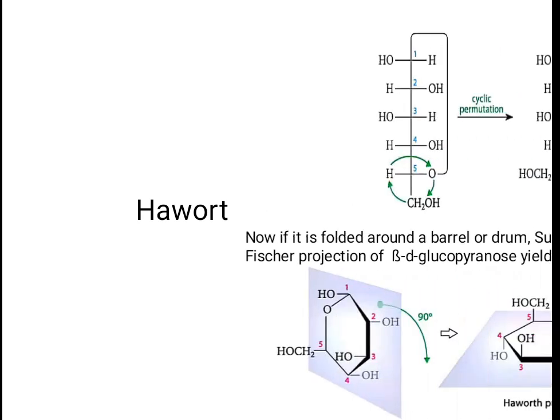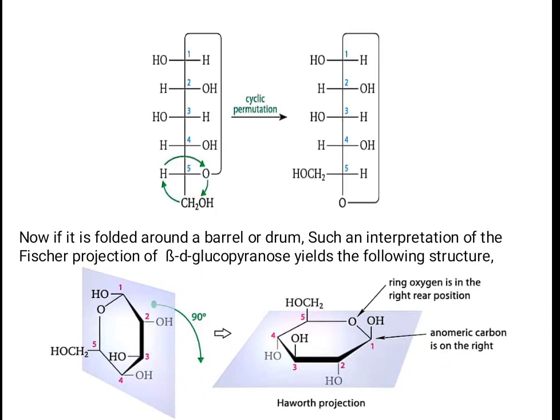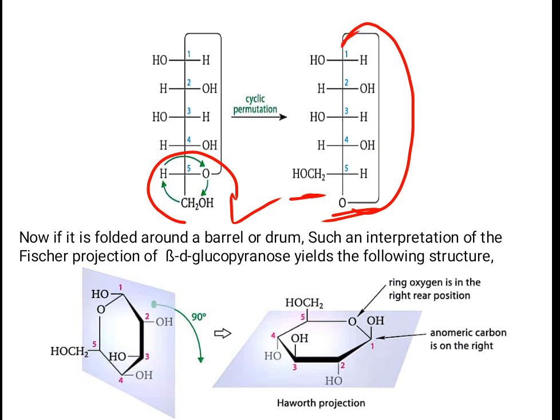Now come to a short description of Haworth's projection. This is actually your D-glucose, the ring form of your D-glucose. You are just making a Fischer rotation in this manner. So your oxygen will come here, your CH2OH will come here, and this oxygen is attacking this carbonyl group from the back.